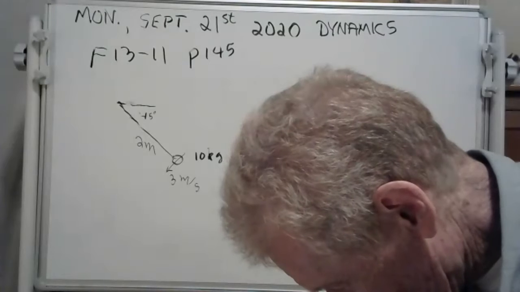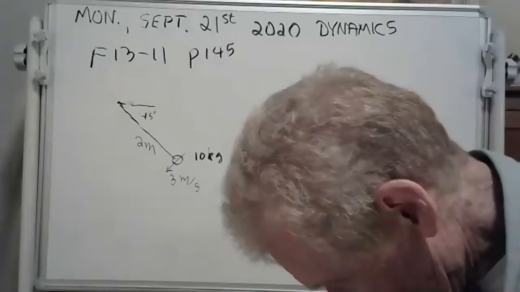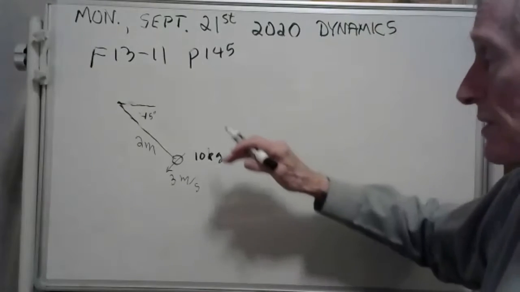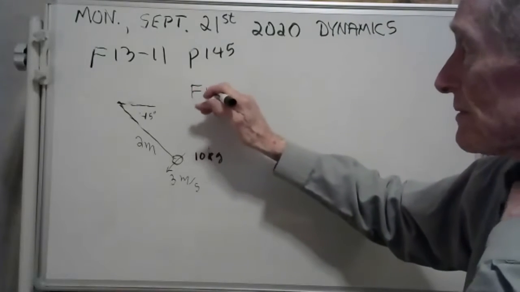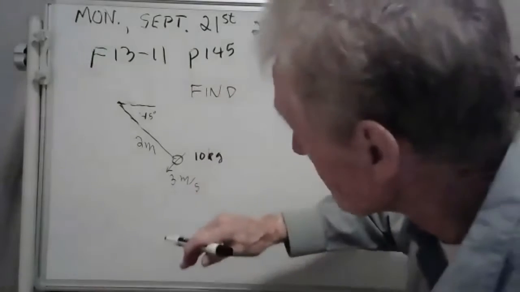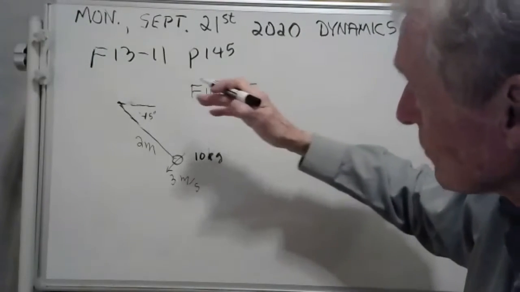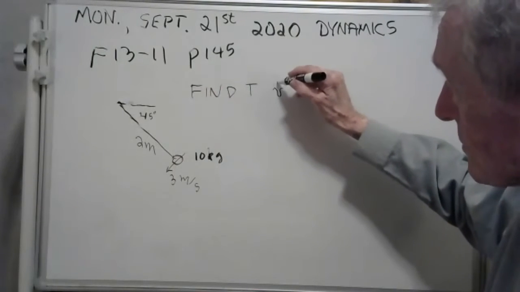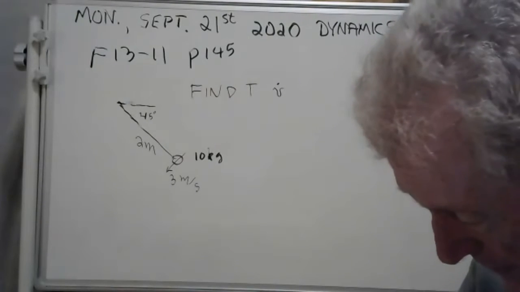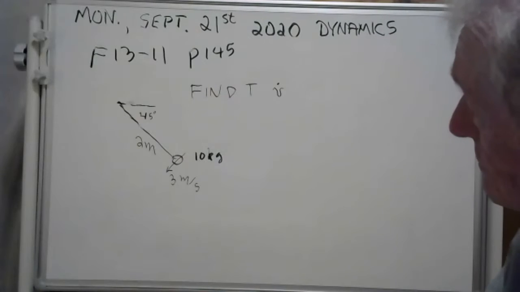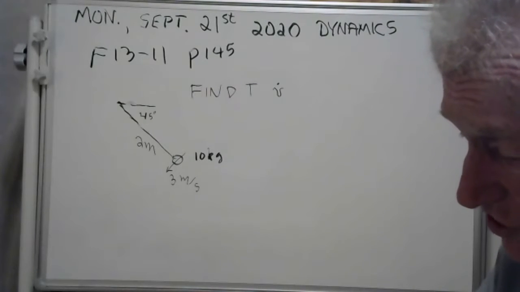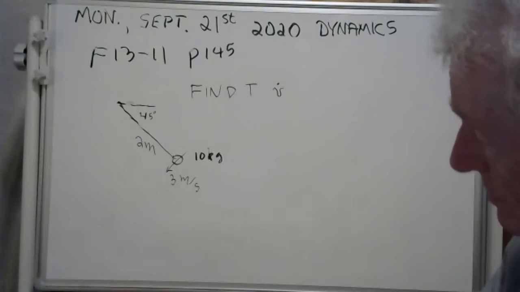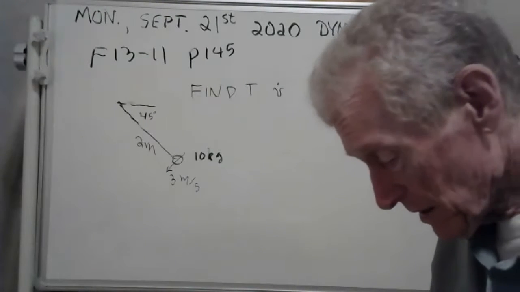Determine that we want to find the tension in the cord and the increase in speed of the ball at this position. What they want us to find is the tension in the cord and the increase in speed of the ball. You know what that is? That's your tangential acceleration. That's what they want you to find, the tangential acceleration. Okay, well, we're going to do it.